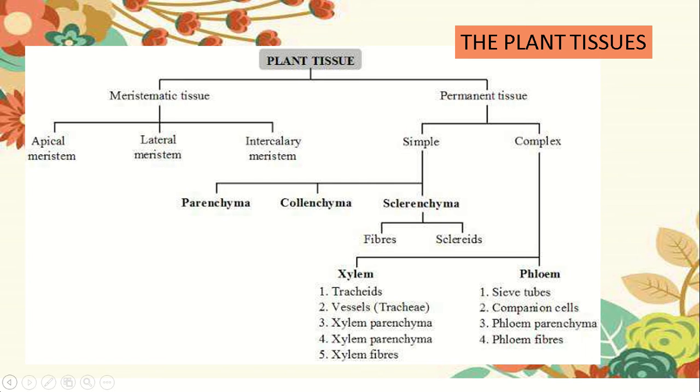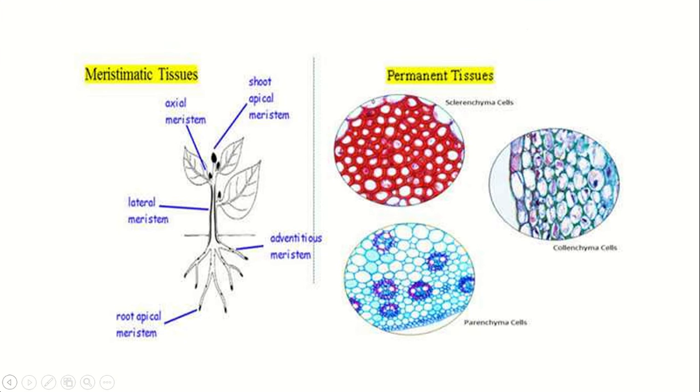The lateral meristem helps in thickness or maturity of a plant, and the intercalary meristem helps increase in length from the leaf base. For the permanent tissue, we have the simple and complex. Under the simple are the parenchyma, collenchyma, and sclerenchyma. For the complex, we have the xylem and the phloem. So this is a picture of the meristematic tissue and permanent tissues.